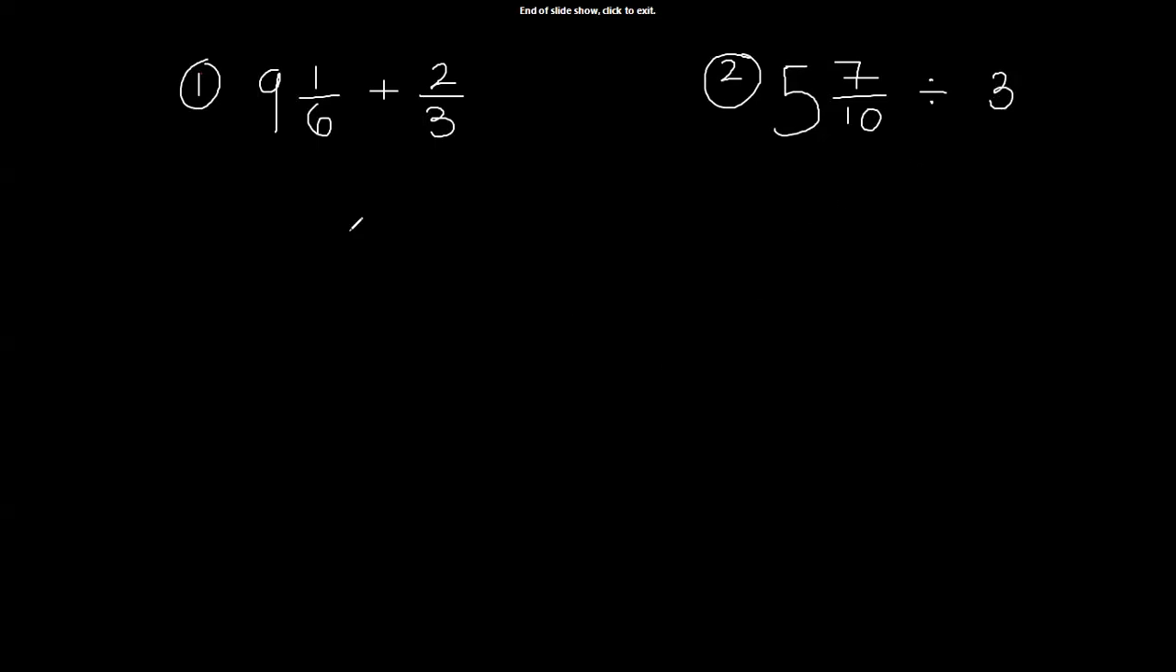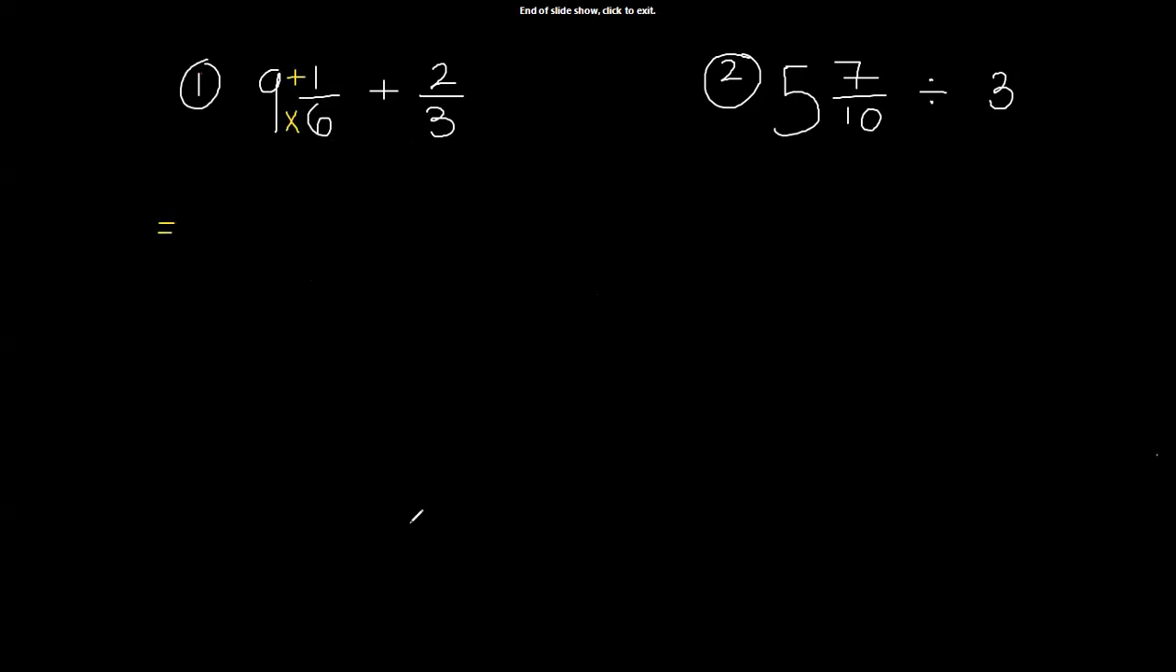So the first one is 9 and 1 over 6 plus 2 over 3. The second one is 5 and 7 over 10 divided by 3. For the first one, how would you attack it? What is the first thing you would do? We change this mixed number into an improper fraction. So we say 9 times 6, plus 1.